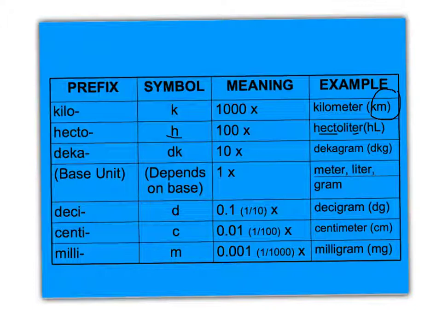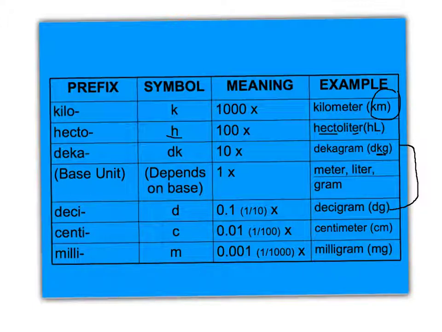Now going smaller than the base unit, we have deci. Its symbol is a lowercase d, and the meaning is that it's 1/10 of the base unit. So for example, if we marry deci with gram, we get dg, decigram. So as you look at deci and deca, the reason we put the K with deca is so that we don't get the two confused.